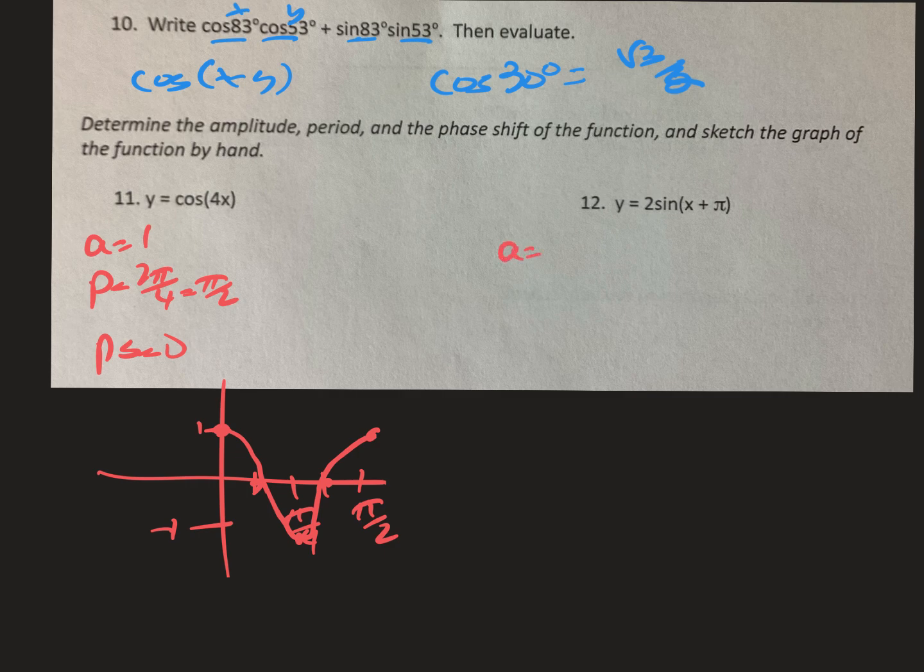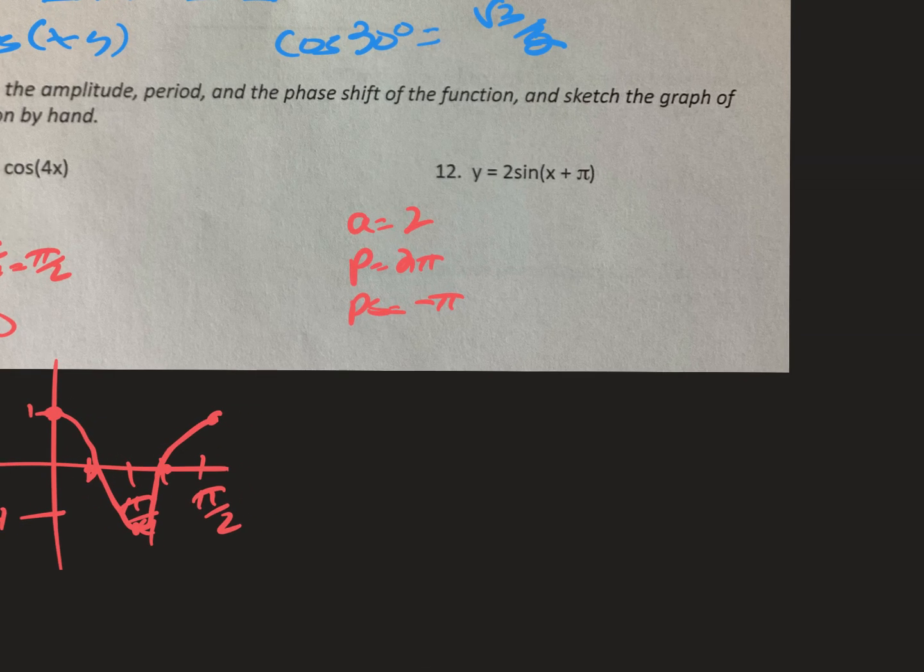Number 12, amplitude is 2, period is 2 pi divided by 1, which is 2 pi. The phase shift is negative pi. Remember, it's the opposite of C over B. Draw one period of that one.